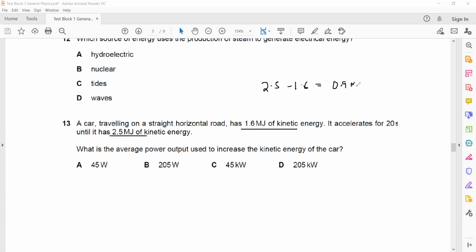Mega means 10 power 6. So I can write this as 0.9 into 10 power 6. That's the energy, but we need a power. So power is energy divided by time. So I will divide by 20 to get the power. So power is the rate of doing work, or energy divided by time. So question 13, when you substitute the values and solve, you will get C as the right answer.